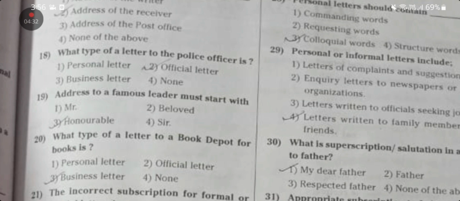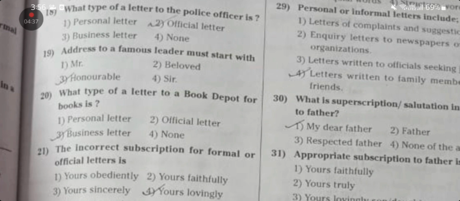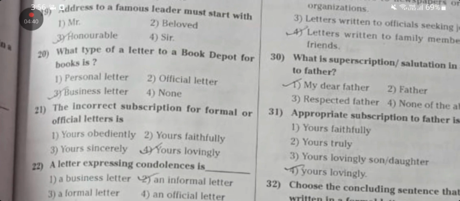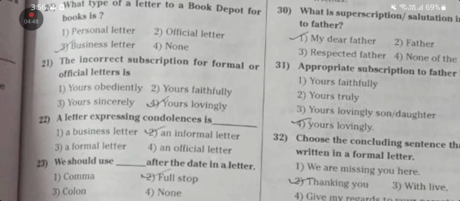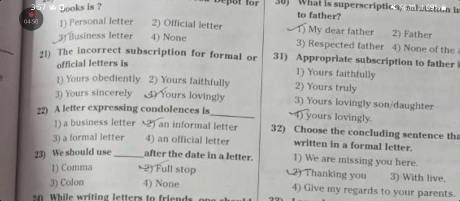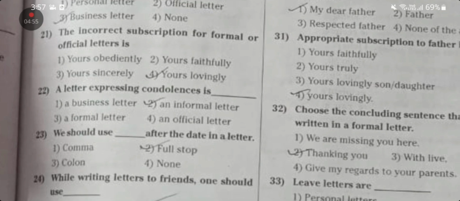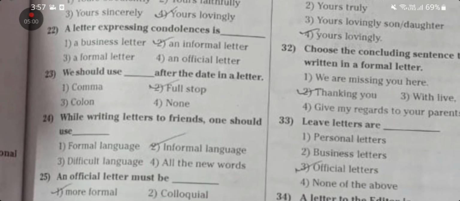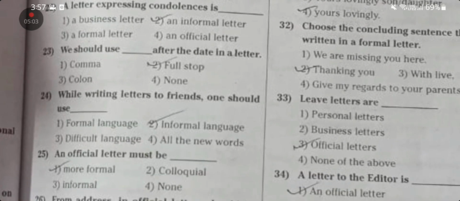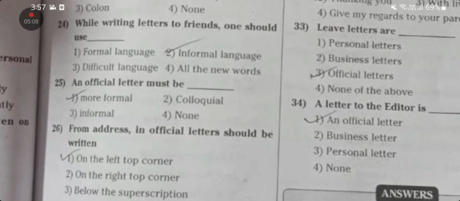What type of letter is a letter to a police officer? Official letter. An address to a famous leader must start with Honorable. What type of letter is a letter to a book depot for books? Business letter. The incorrect subscription for formal or official letters: Yours lovingly. A letter expressing condolence is an informal letter. We should use a full stop after the date in a letter. While writing letters to friends, one should use informal language. An official letter must be more formal.